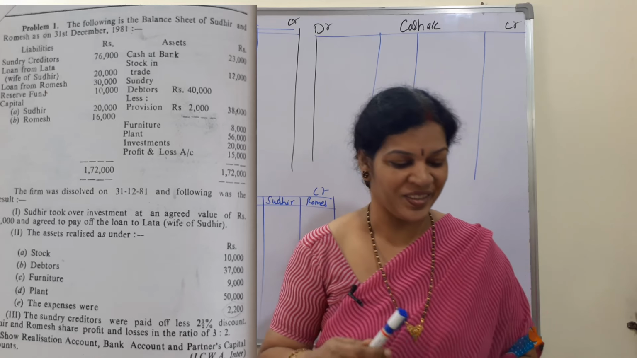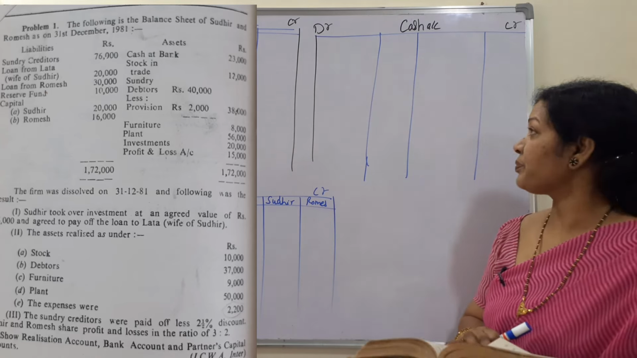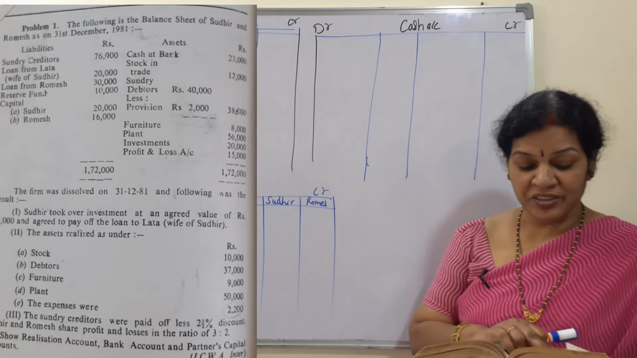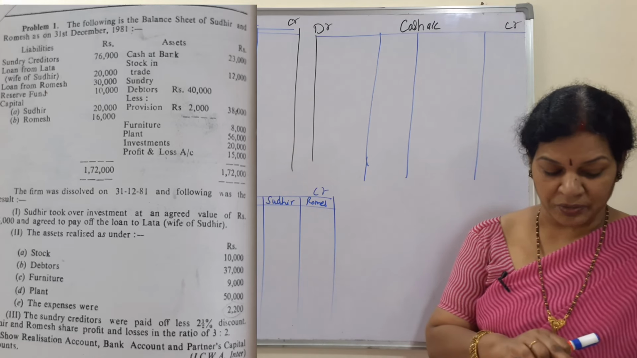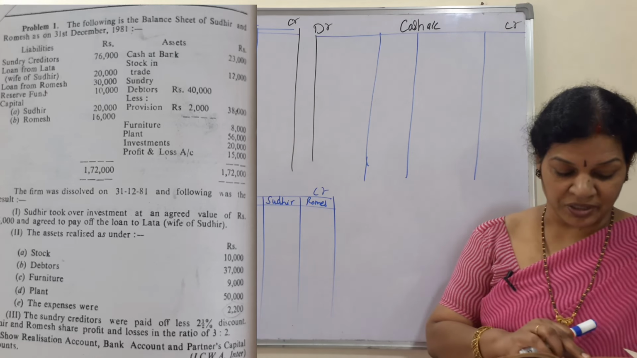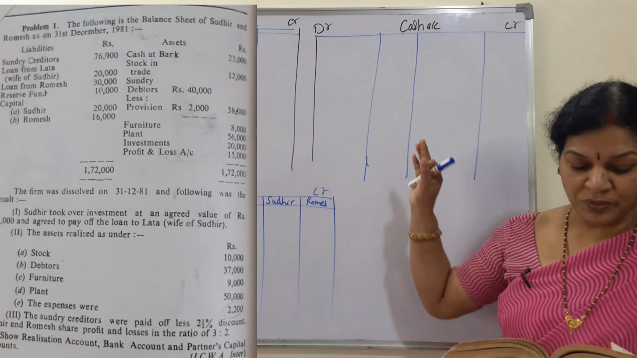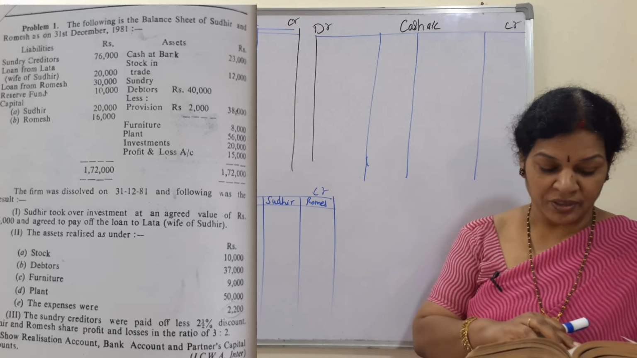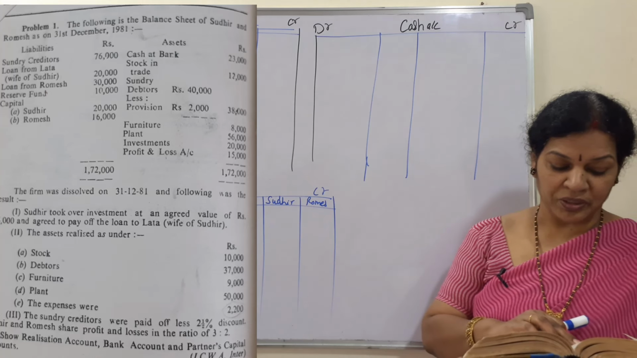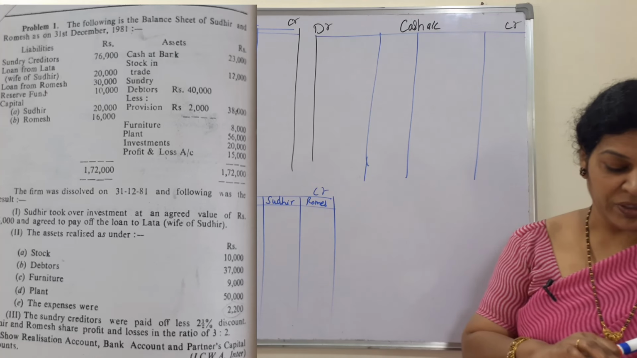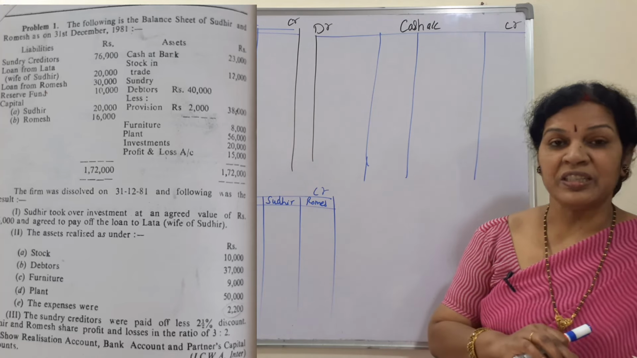Are you ready? Okay. So the problem is given on the desktop. Here the following is the balance sheet of Sudhir and Romesh as on 31st December 1981. Assets you see: cash at bank, which means the opening balance of the bank account, and stock in trade 12,000, debtors 40,000, provision 2,000, furniture, plant, investment, profit and loss account. So these are the assets given.